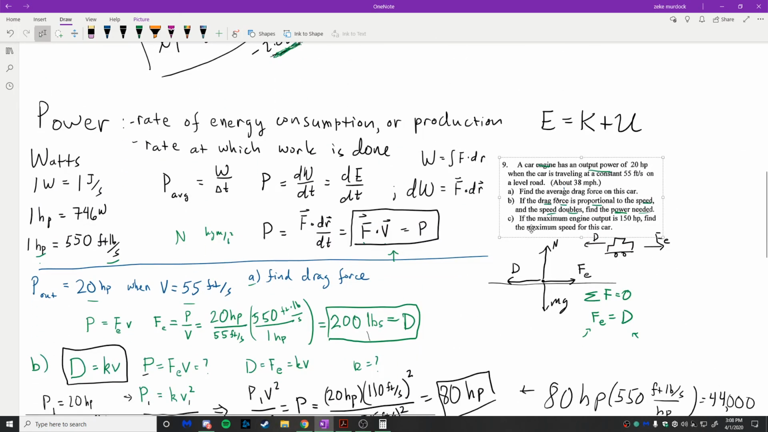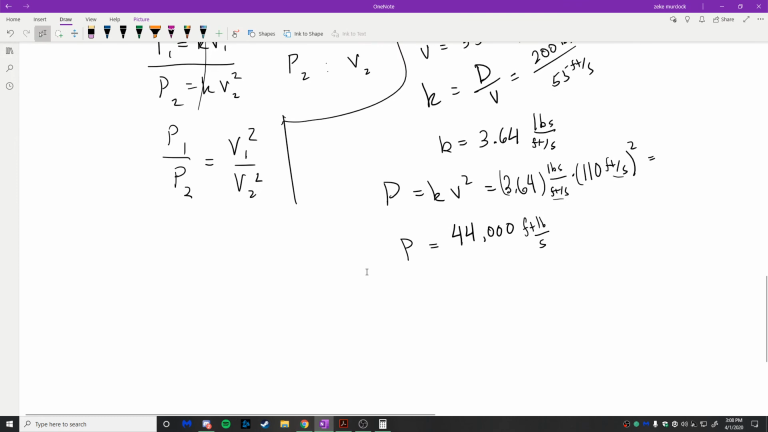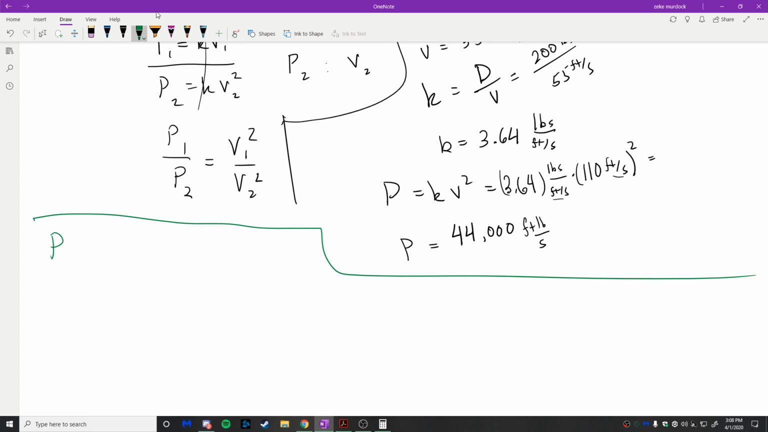The last question is, if the maximum engine output is 150 HP, find the maximum speed for the car. I'll rewrite that down here. So if the max power is 150, then what's the max velocity? And this is where I really think the ratio makes the most sense. We don't need to do any conversions or anything like that.